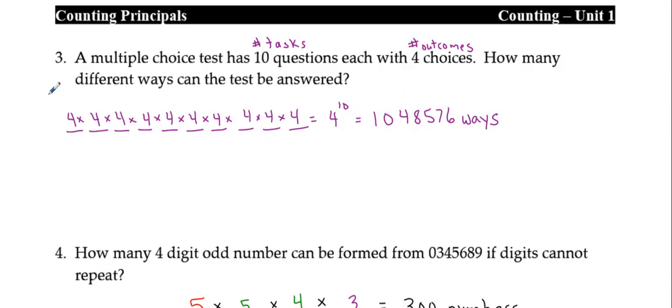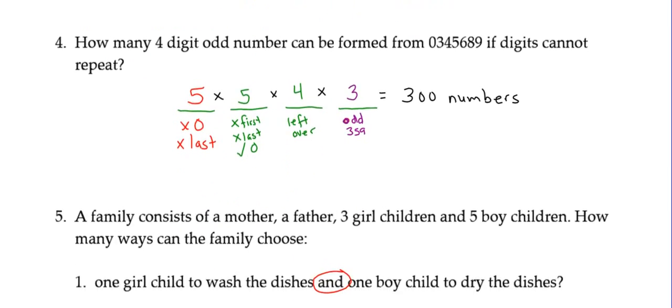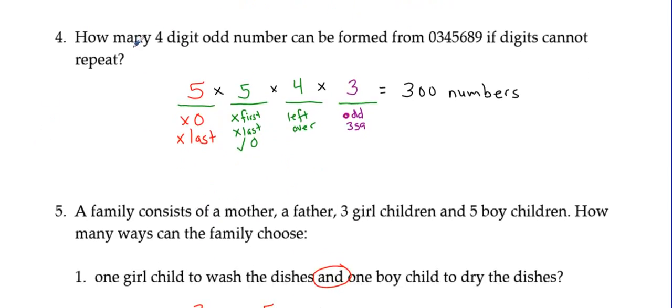For question 4, it was a 4-digit odd number. So if the number had to be odd, that meant that the last digit could only be a 3, a 5, or 9. So there were only 3 outcomes for the ones digit. If it's a 4-digit number, that means the first digit cannot be 0, and the first digit could also not be that last number because we're not allowed to repeat them. So there's only 5 possible outcomes.